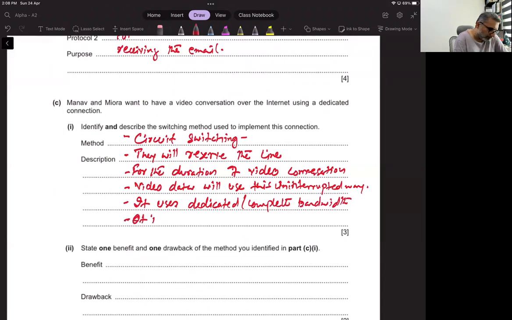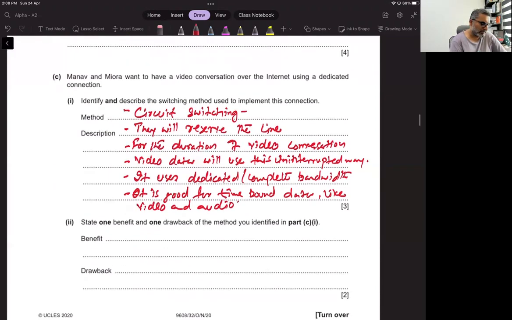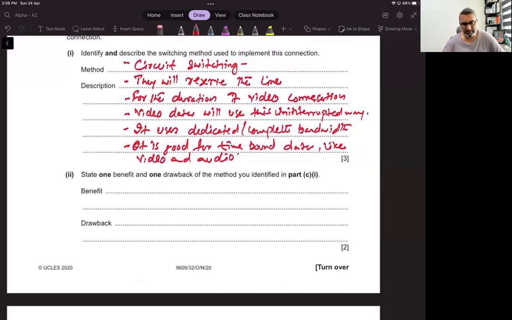It is good for time-bound data like video and audio. Rest of the data you can actually use without being concerned about the time. But if the video is lagging, the data is not arriving when it is required, in that case you will see hiccups in the video, and in the sound you will be listening to a choppy sound.